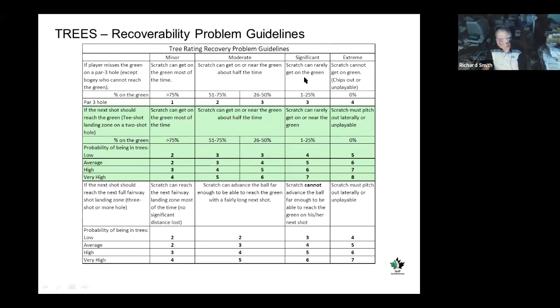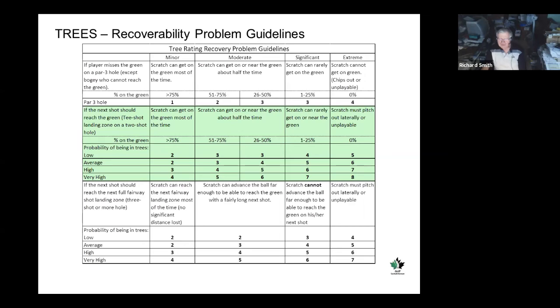If scratch can rarely get onto the green, that's a pretty significant problem. And if all scratch can do is just chip out laterally or take an unplayable, or if it's a penalty area instead of trees, that would be a way out too. But if it's just trees, that option would not be available.